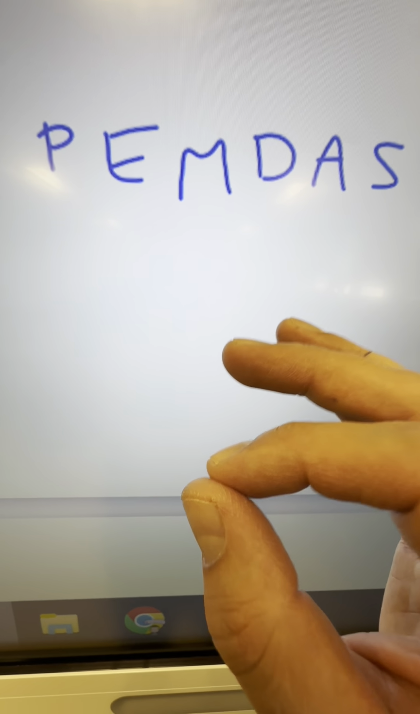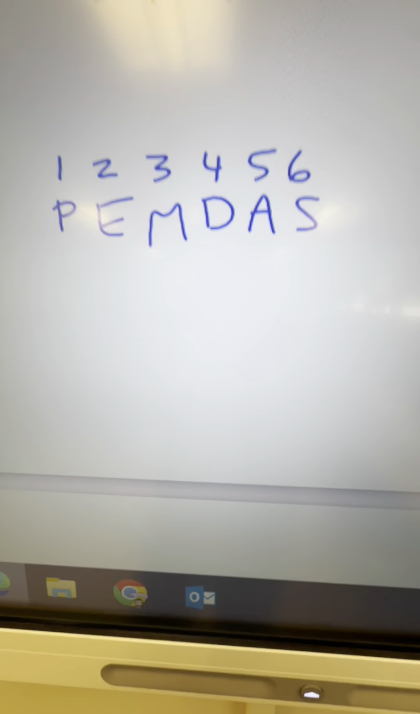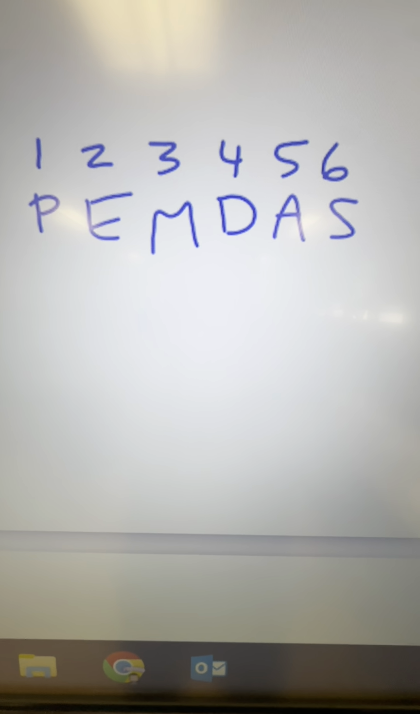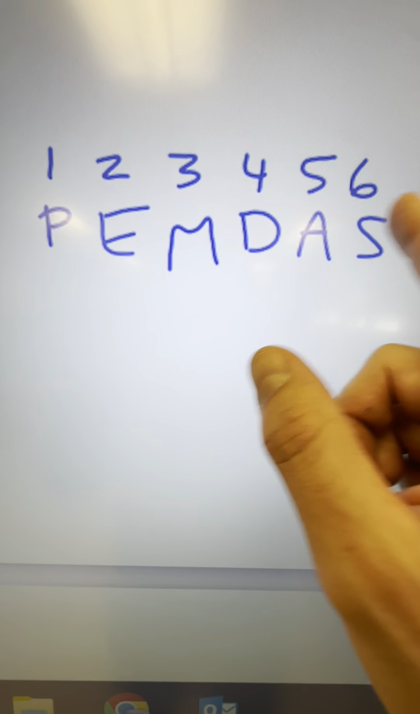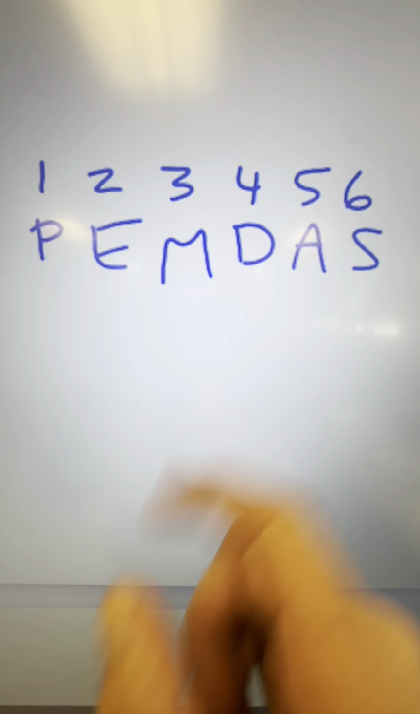These are the most common mistakes you need to avoid when working with order of operations, and we're going to start off with the word PEMDAS. PEMDAS is an acronym we use to help memorize the order of operations: parentheses, exponents, multiply, divide, add, subtract, the order in which you're going to do these things.